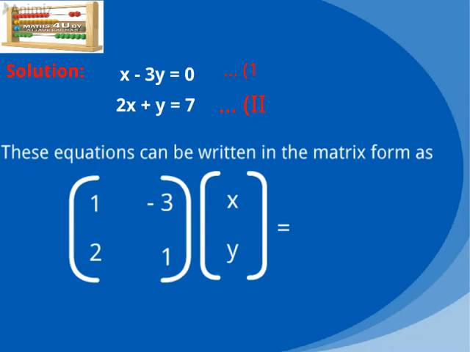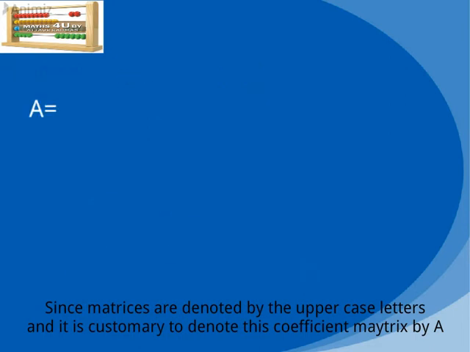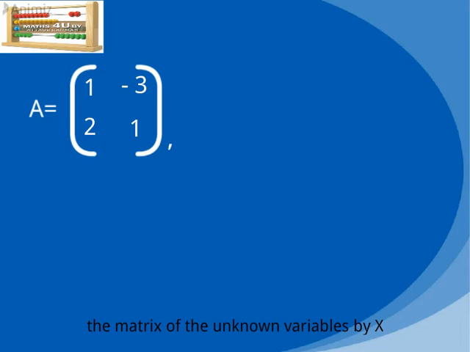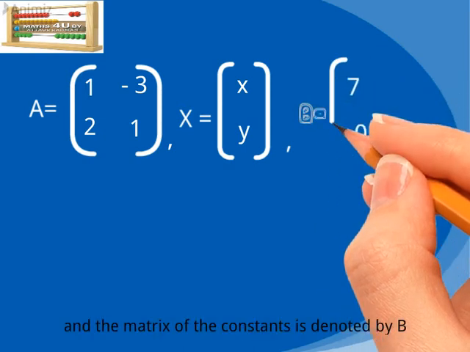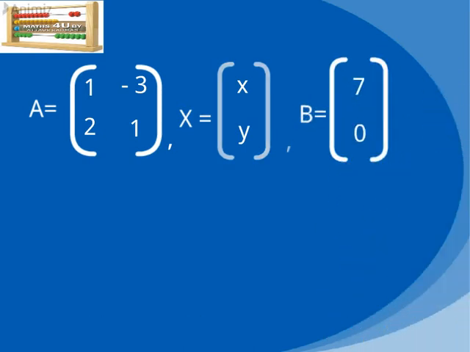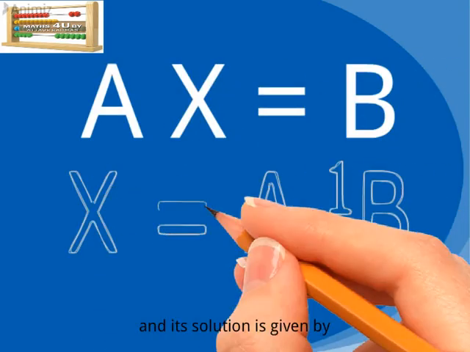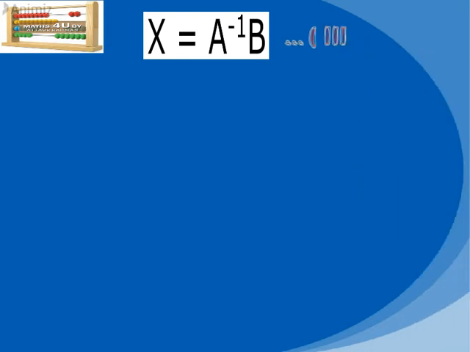On the right of the above equations, we have constants 0 and 7, which we will write as a column matrix. Since matrices are denoted by uppercase letters, it is customary to denote the coefficient matrix by A, the matrix of the unknown variables by X, and the matrix of the constants by B. Thus, equation star takes the form AX equals B, and its solution is given by X equals A inverse B. Let us mark this as equation 3.